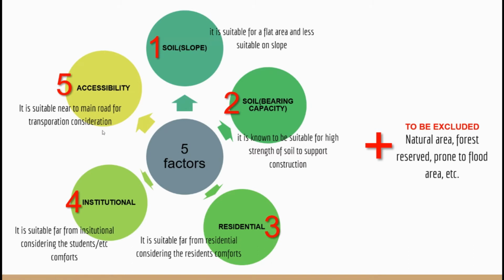Okay. Dekat sini kita kena exclude the natural area, forest reserve, prone to flood area or etc. Sebabkan kawasan-kawasan yang to be excluded ni maksud adalah kawasan-kawasan yang kita takkan buat kawasan industri. Sebab natural area, kita dah exclude awal-awal, kita dah identify kawasan mana yang to be excluded untuk industri. Kita dah exclude natural area, forest reserve dan kawasan yang prone to flood lah.